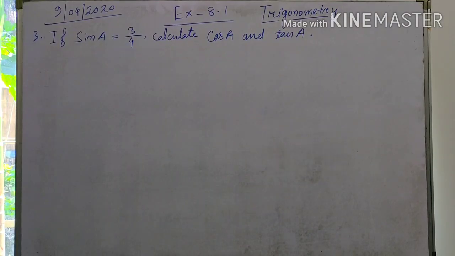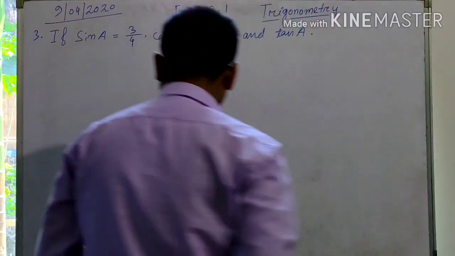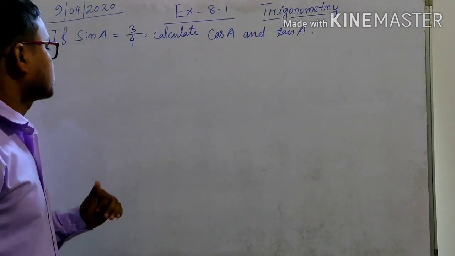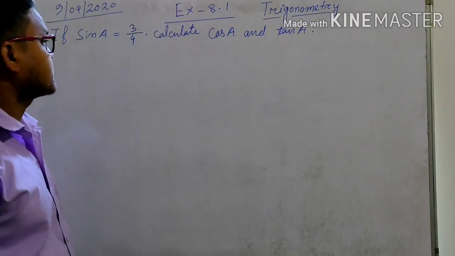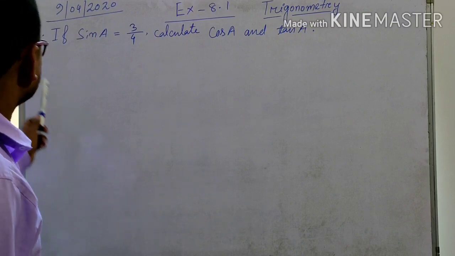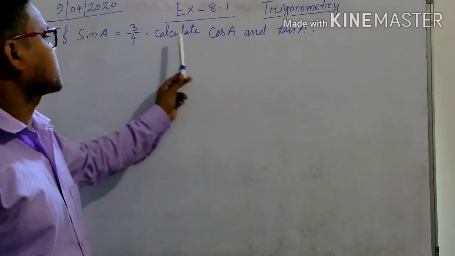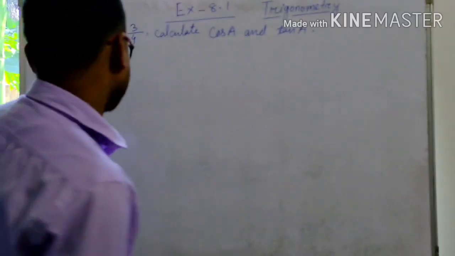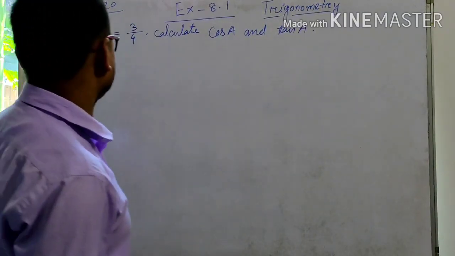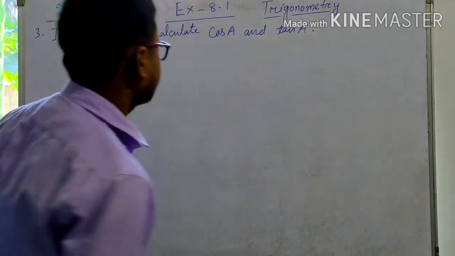Today I'll start exercise 8.1, trigonometry chapter. So let's see. Today I continue with exercise 8.1. Question number 3: if sin A equals 3 by 4, calculate cos A and tan A. By applying trigonometric ratios, we have to find cos A and tan A.